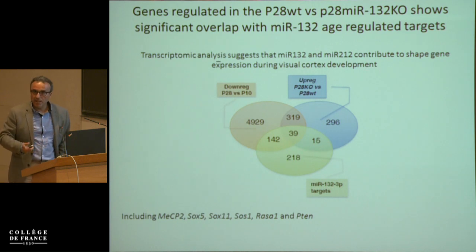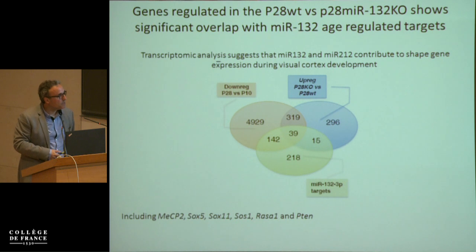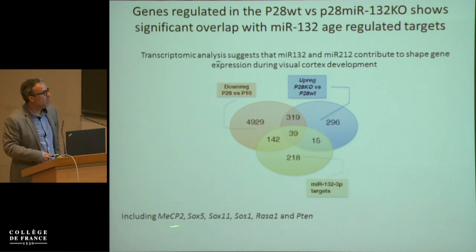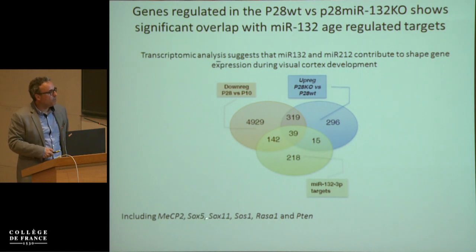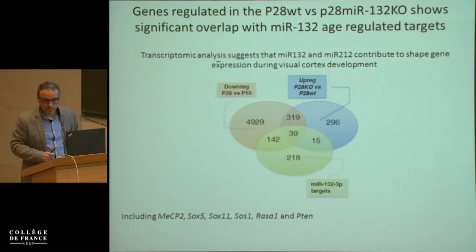PTEN, mutation in PTEN has been described in autism, MECP2 for Rett syndrome, and these are all genes with mutation causing neurodevelopmental disorders.